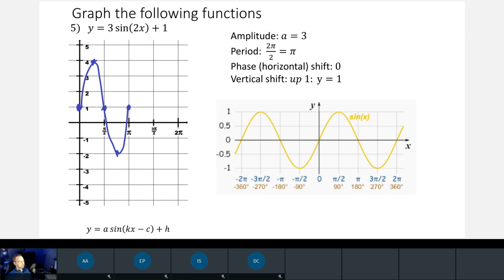All right. Any questions on this number 5? Well, pretty simple, I hope. Especially when you have GeoGebra to confirm your answer.